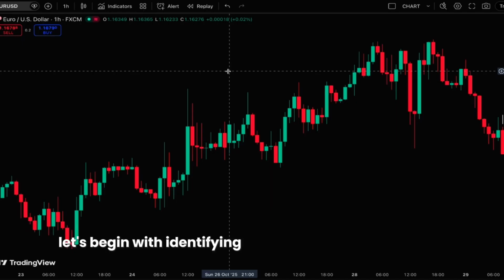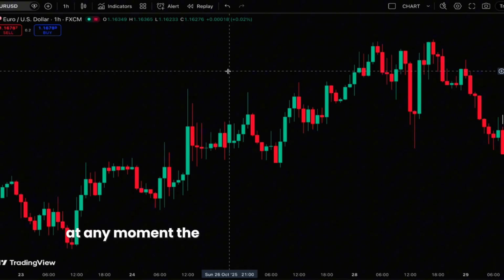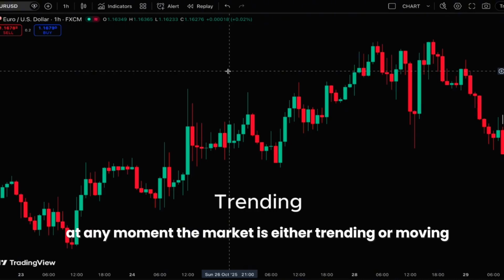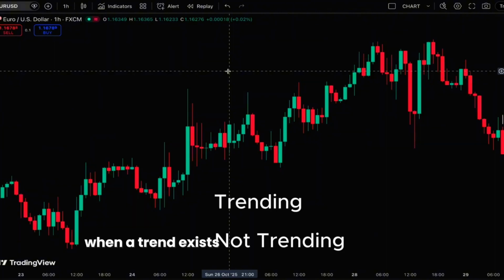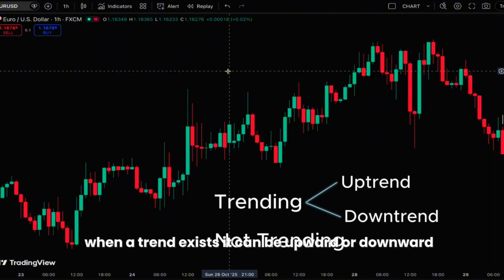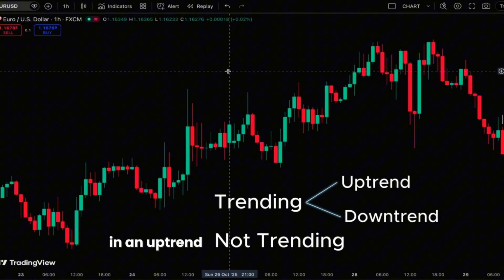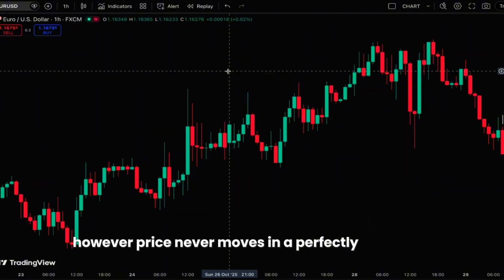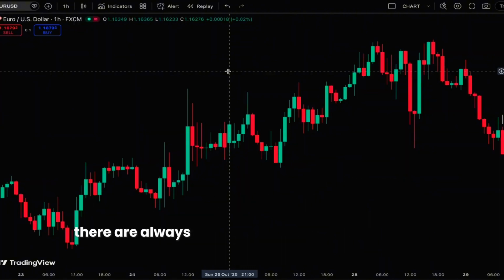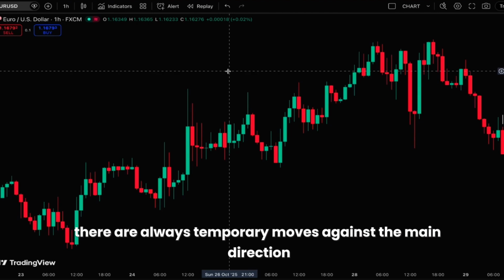Let's begin with identifying trends using price action alone. At any moment, the market is either trending or moving sideways. When a trend exists, it can be upward or downward. In an uptrend, price generally moves higher, while in a downtrend, price generally moves lower. However, price never moves in a perfectly straight line. There are always temporary moves against the main direction.